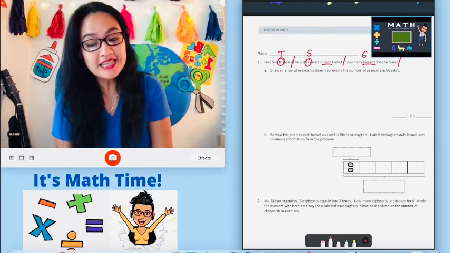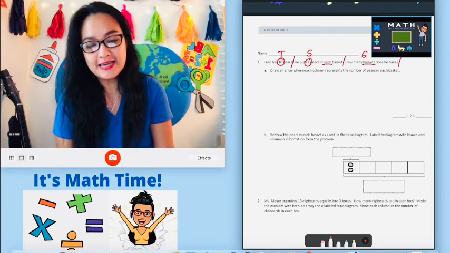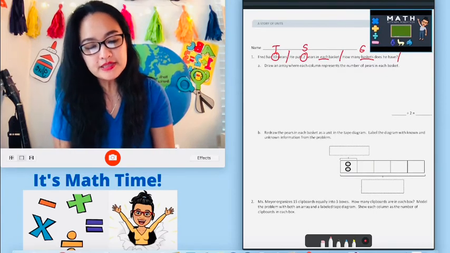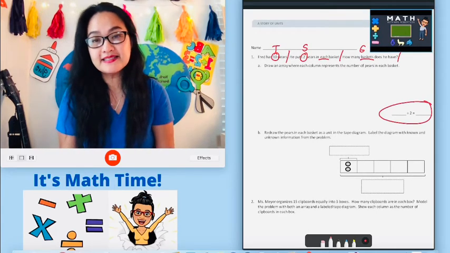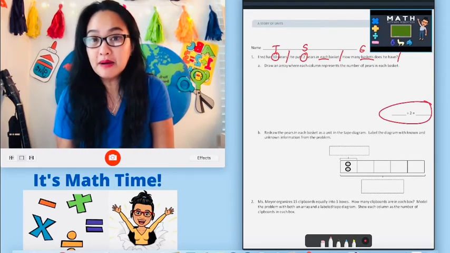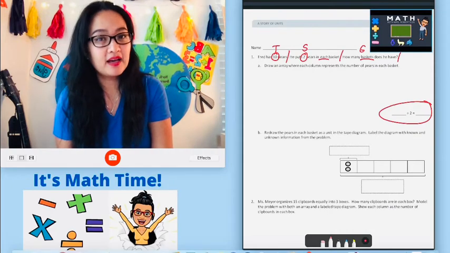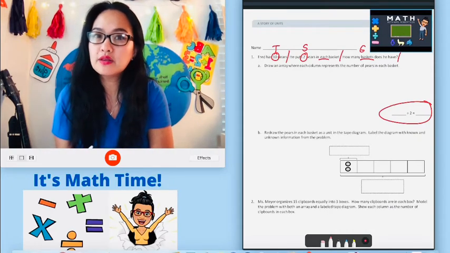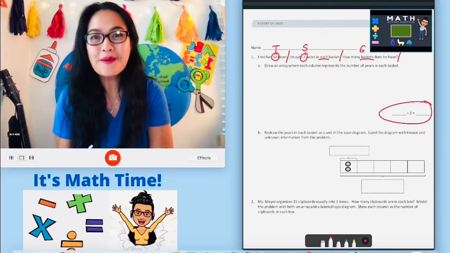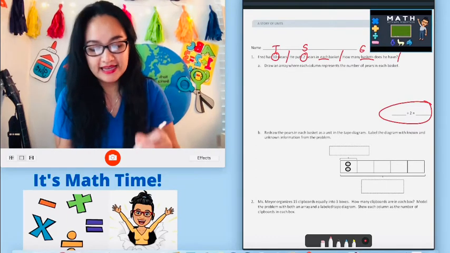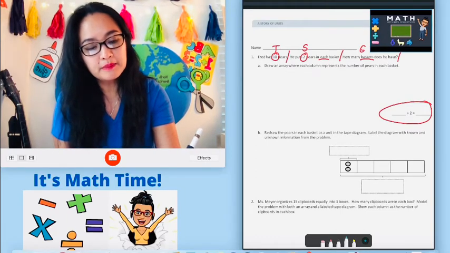I am ready now to answer letter A. As you can see here, we have a number sentence. Blank divided by 2 equals blank. Now we can use the unknown factor in multiplication. Let's write that in blue. Blank times 2 equals blank.